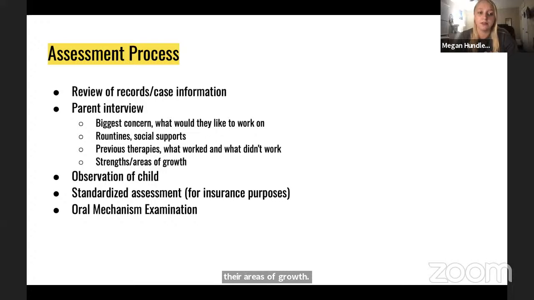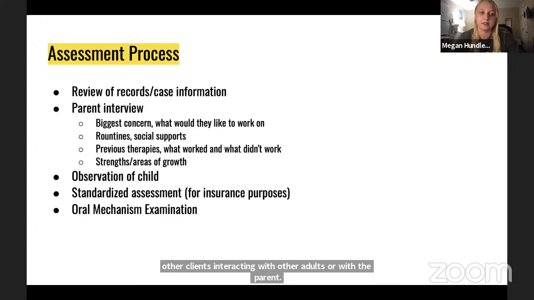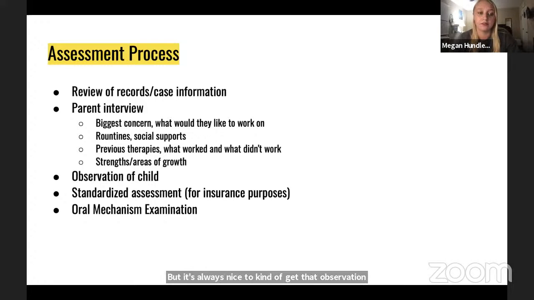So once we've finished the parent interview, we typically like to have some kind of observation of the child. This can be the child interacting with other clients, with other adults, or with the parent. But it's always nice to get that observation so we can get a feel for the child and for their communication.